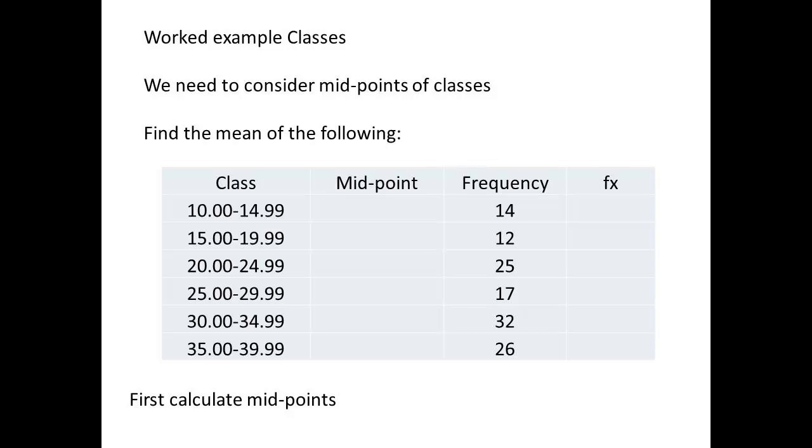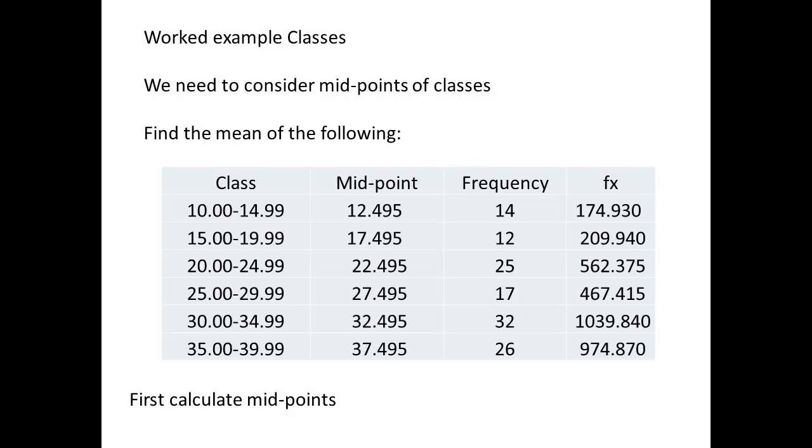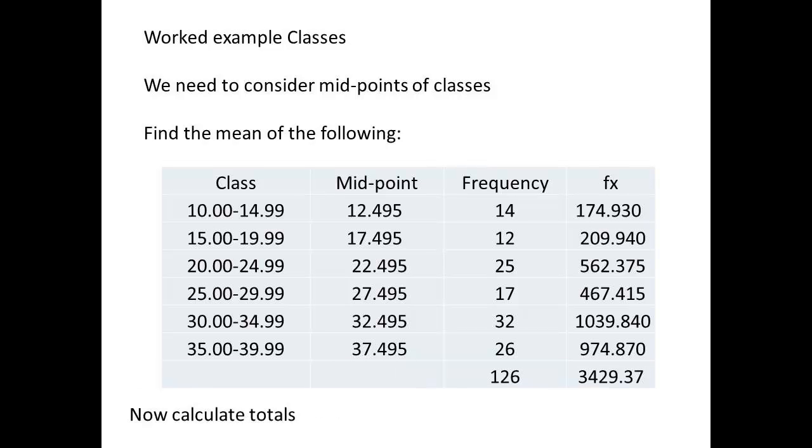To find the mean for classes, we have to carry out a small calculation to determine the midpoint for each class. The table shows the frequencies for a number of classes. We determine the midpoints, then we can determine the value for fx. These results are shown in the second and final columns. We determine the total for the frequencies and the total for fx. The totals here are 126 for frequency and 3429.37 for fx. To obtain the mean, we divide 3429.37 by 126, giving us an answer of 27.22.